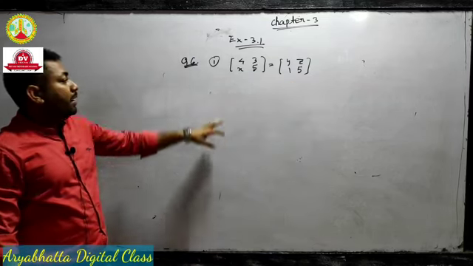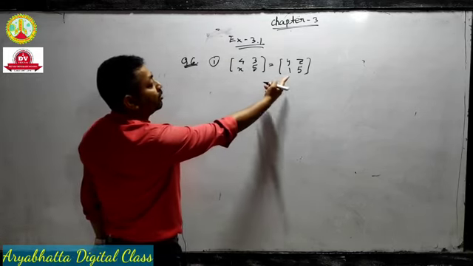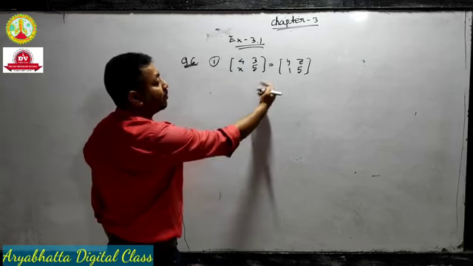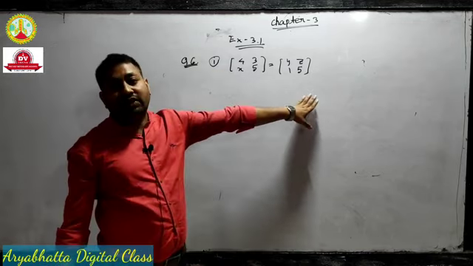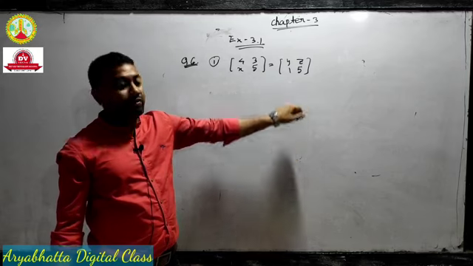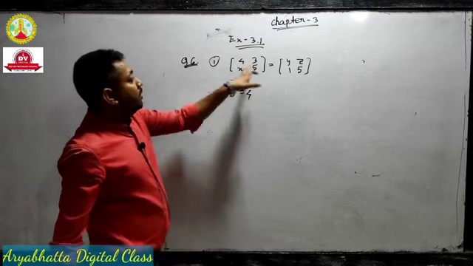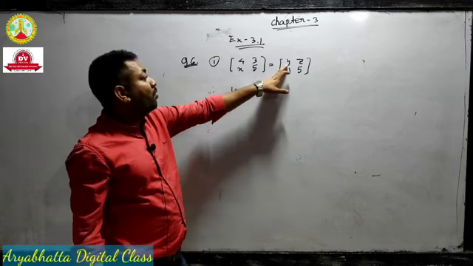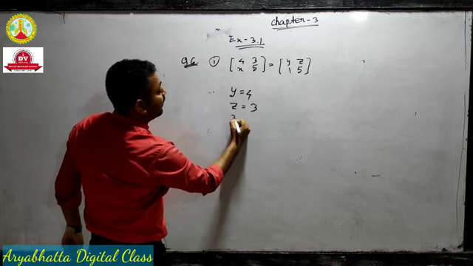We know that two matrices are equal if and only if the number of rows of this matrix equals the number of rows of this matrix, the number of columns of this matrix equals the number of columns of this matrix, and the corresponding elements are equal. Since these two matrices are equal, the corresponding elements are equal, therefore y equal to 4, z equal to 3 and x equal to 1.